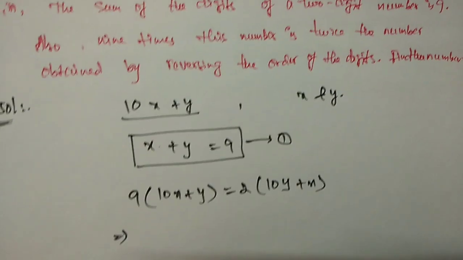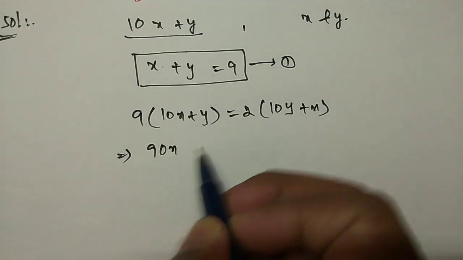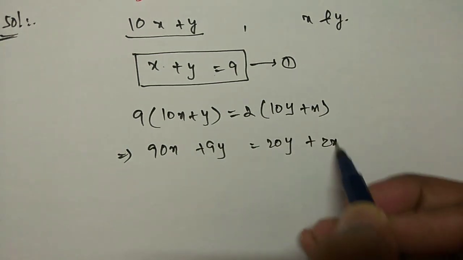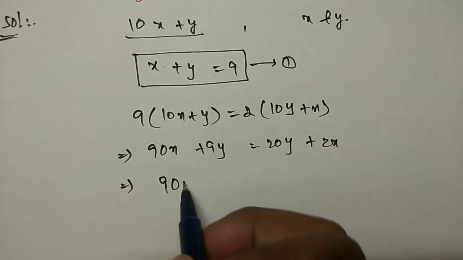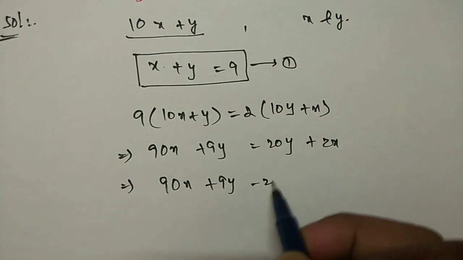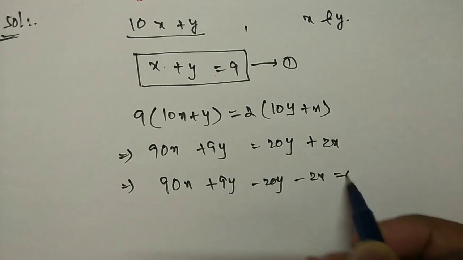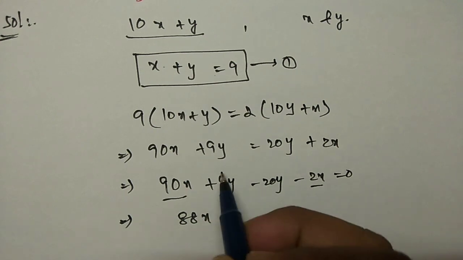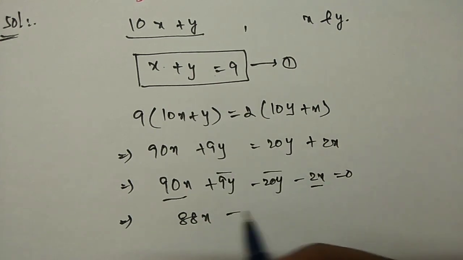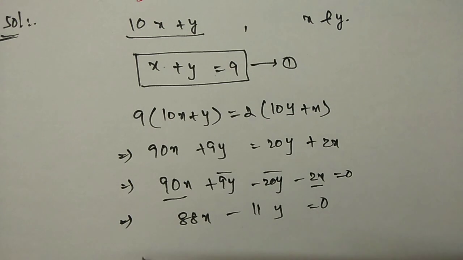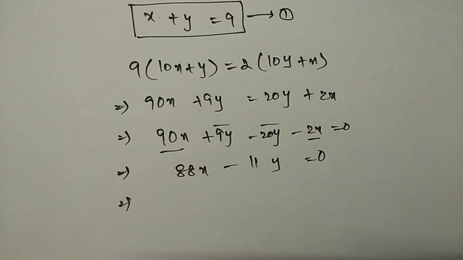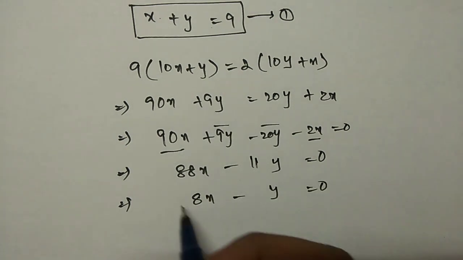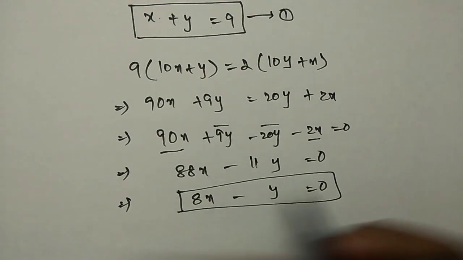This implies 90x plus 9y equal to 20y plus 2x. That implies 90x plus 9y minus 20y minus 2x equal to 0. 90x minus 2x is 88x. 9y minus 20y is minus 11y equal to 0. So divide this equation by 11 on both sides. 8x minus y equal to 0. This is the second equation.